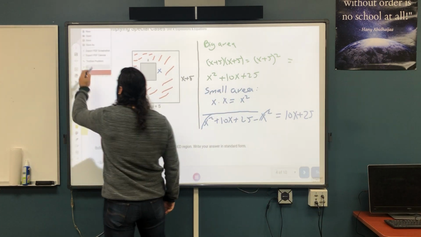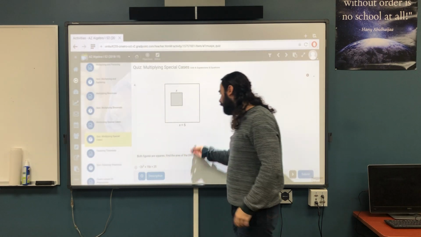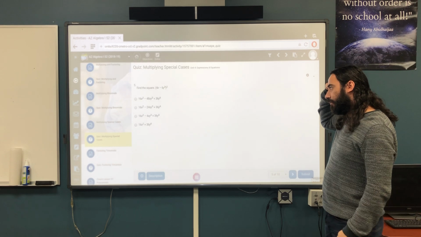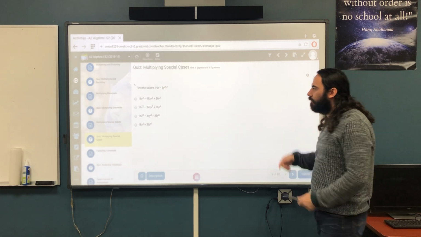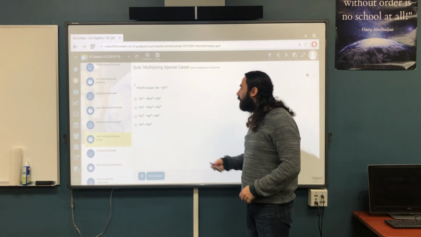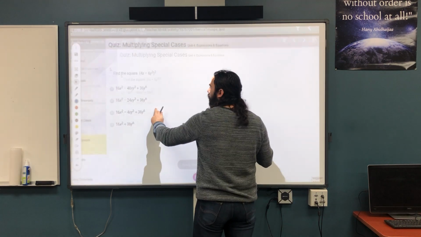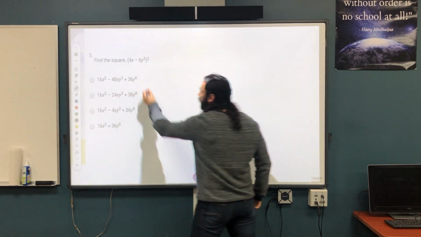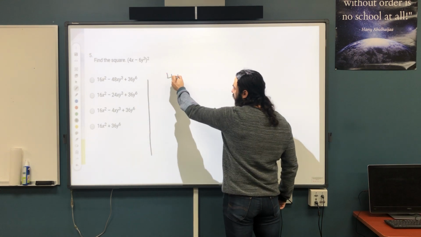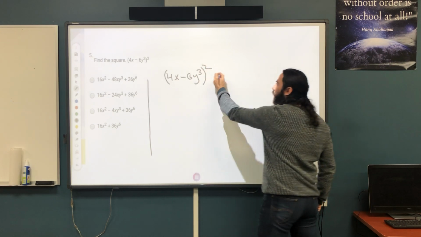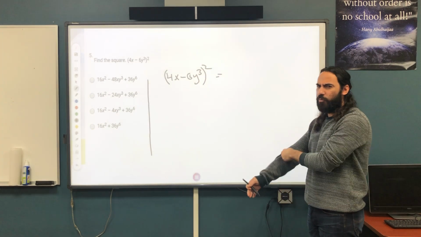Let's go to the next one. Find the square. This one also, the same thing, guys, the way we just learned. All you need to do is just use the identity. So we have 4x minus 6y cubed, squared. Got it? Are you with me?